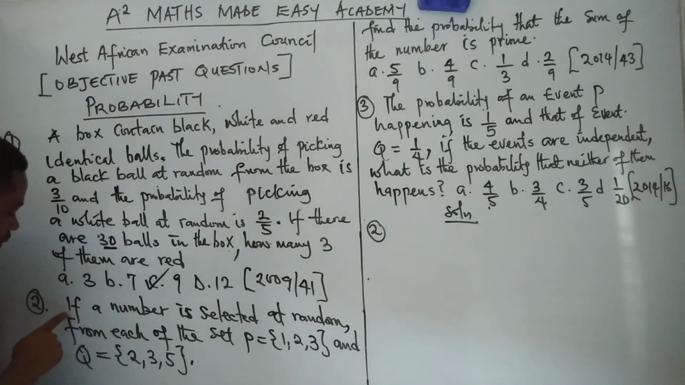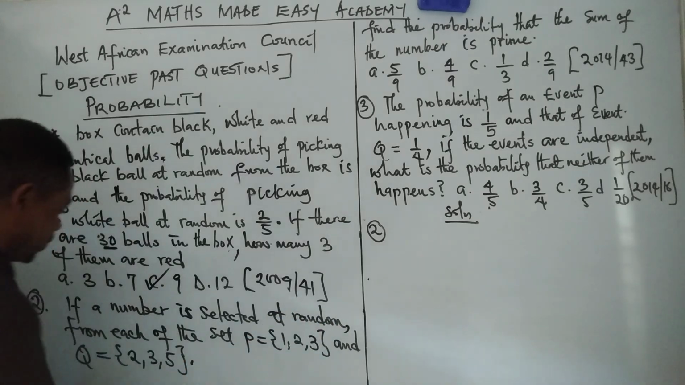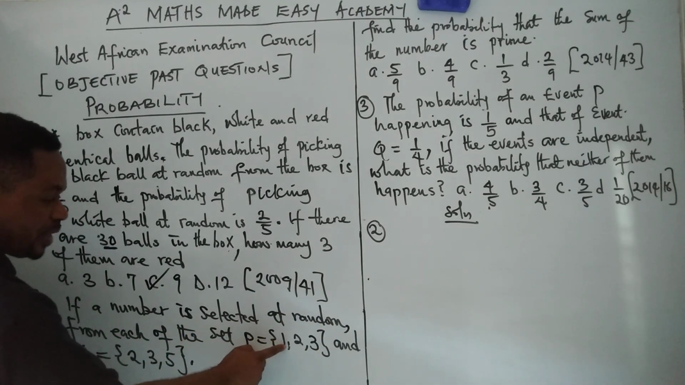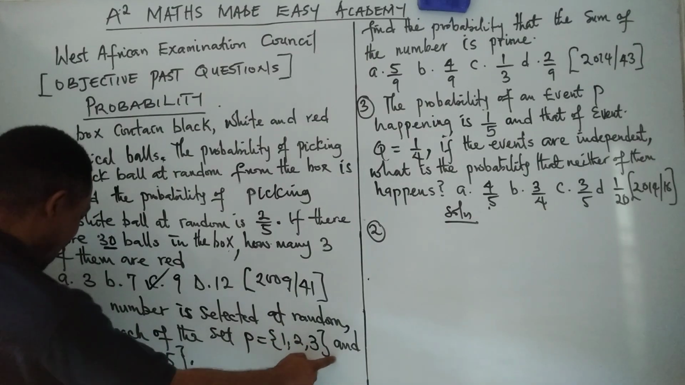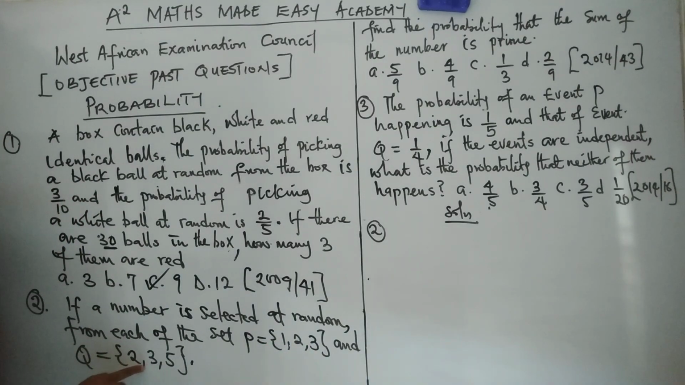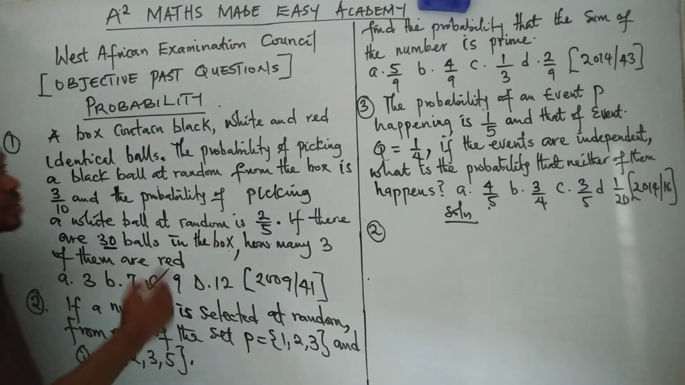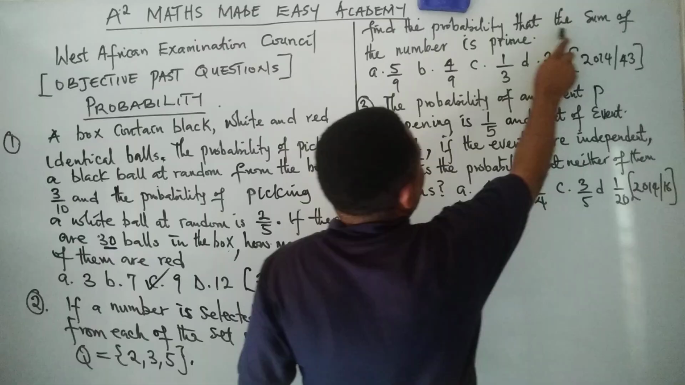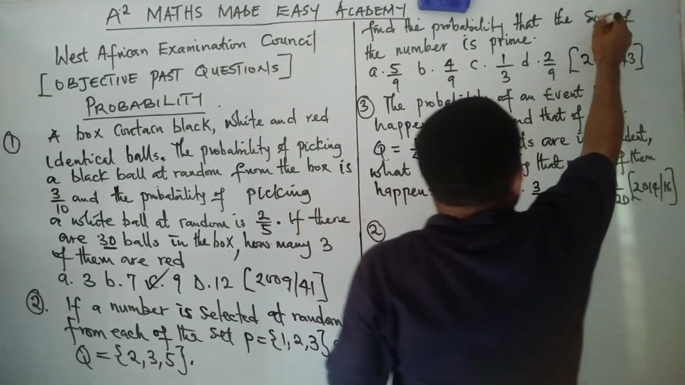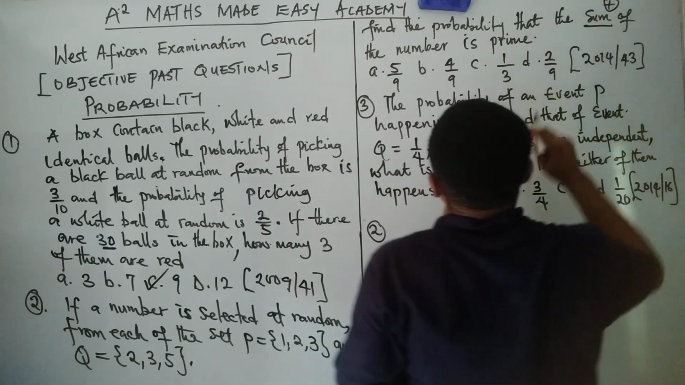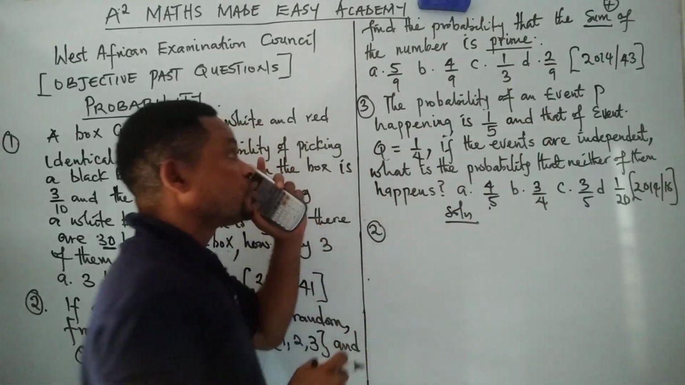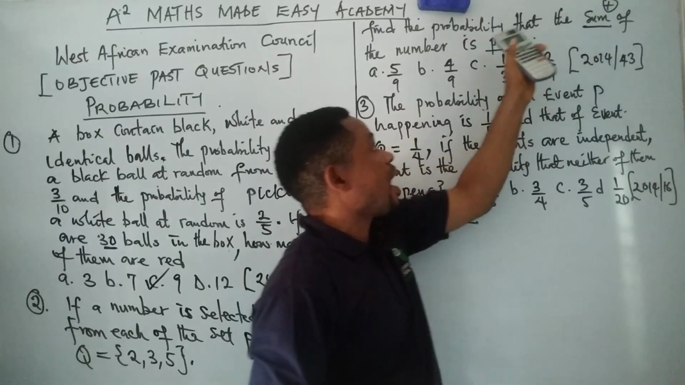Watch. The question says, if a number is selected at random from each of the sets P and Q, and the set P is 1, 2, 3, and Q is 2, 3, 5. Are you with me? Now, what is the question? Look up. The question says, find the probability that the sum, underline the word sum. Sum means addition. The sum of the numbers is prime. Also underline the word prime.